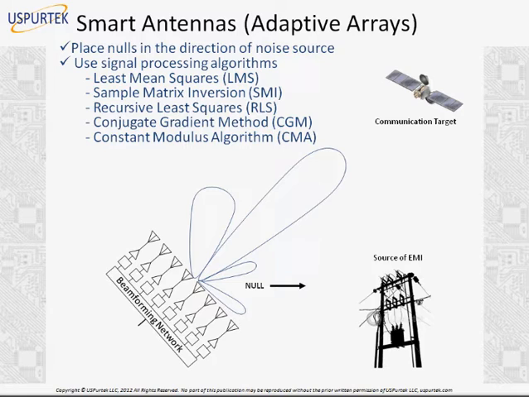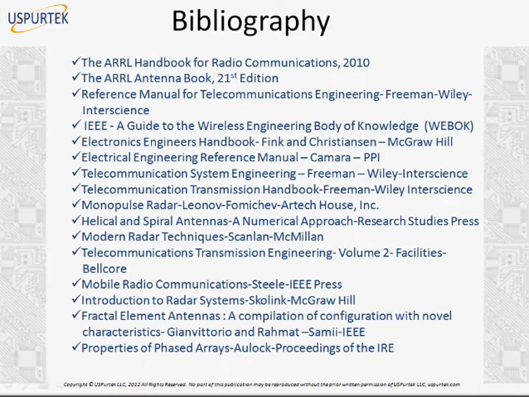And some of the algorithms which are used to process the incoming signals are listed here: the least mean squares, the sample matrix inversion, recursive least squares, conjugate gradient method, and constant modulus algorithm. Now, this is for the experts who are really designing these types of antennas. But really, they are intelligent and smart, because they can change their beam pattern based on which direction they want to receive or transmit the signals.